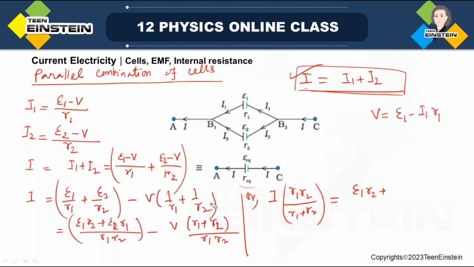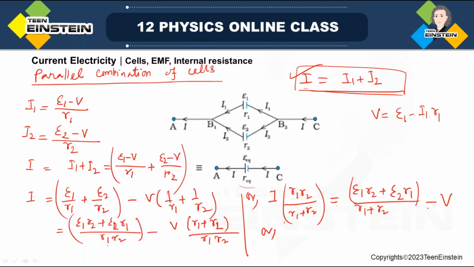Okay, fine, this is fine. So E1 R2, E2 R1, this is fine so far. Then I'm multiplying with this term, right? This term, that means this R1 R2 will be getting cancelled, whereas here it will be R1 plus R2. Okay, this much we get, and with minus V.